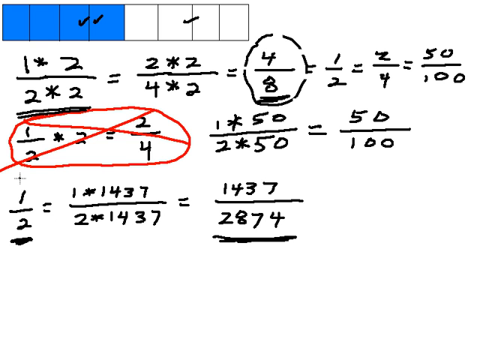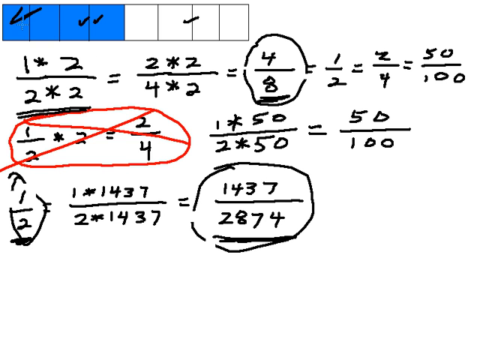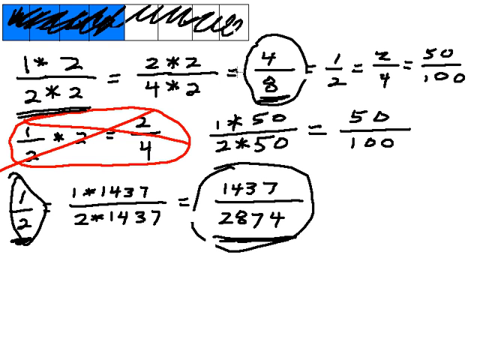4/8, 1/2, 1,437 over 2874. It's this much stuff in the fraction, when all of this plus what's missing makes up a whole. They're equivalent. They're the same value. Key point, same value.